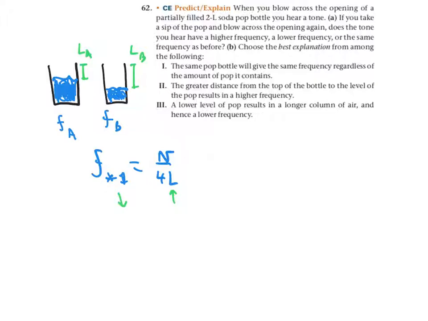So we would expect that this would be a lower, we get a lower frequency. And the reasoning would be a lower level of pop results in a longer column of air and hence a lower frequency.